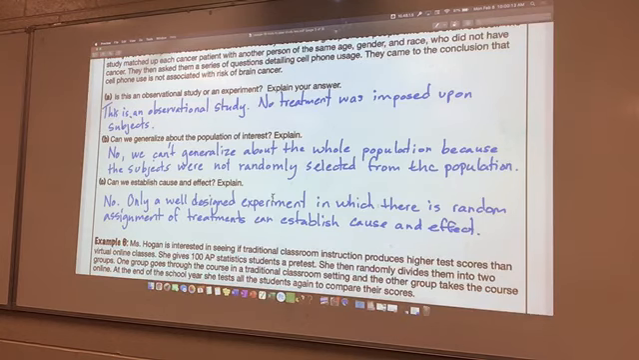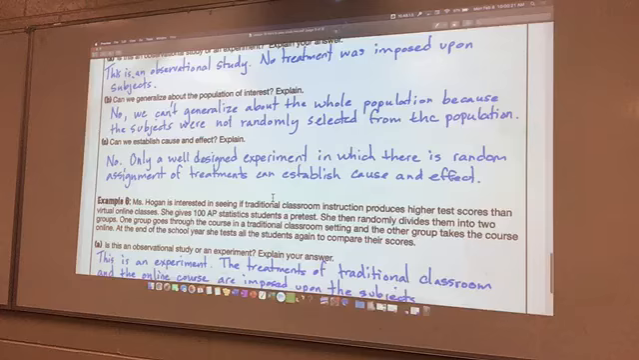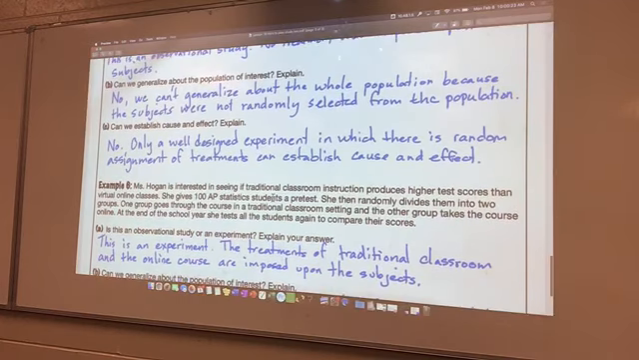So first off, is this an observational study or is it an experiment? Experiment. So the part where she says she divides them into 2 groups, that definitely tells us that was the treatment for them.